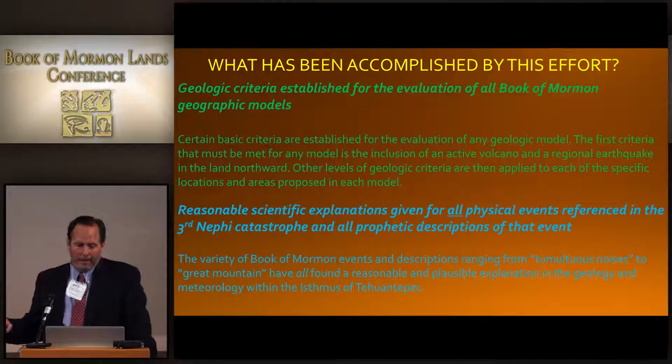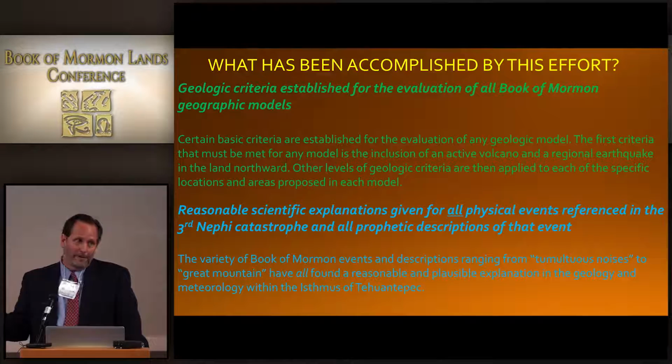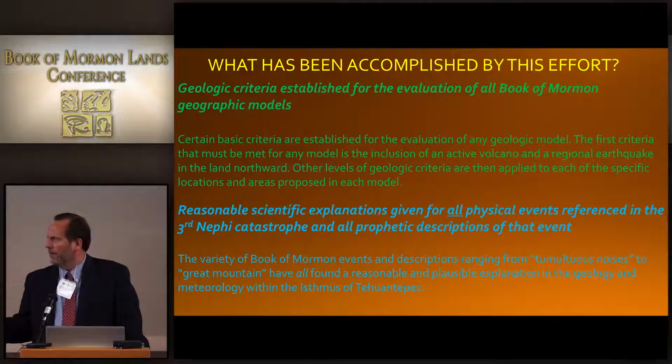You've got to have an active volcano and a regional earthquake in the land northward. There's really no other way you can explain that. I'm not saying which models that eliminates. You can well imagine. There are not too many volcanoes outside of the Great Lakes area. The other thing is that some people in Baja need to look at that, because when I looked at Baja, there didn't seem to be an eruptive volcano. They were all too old. There were no new volcanoes. So again, you need to apply that to your model and see if it works.